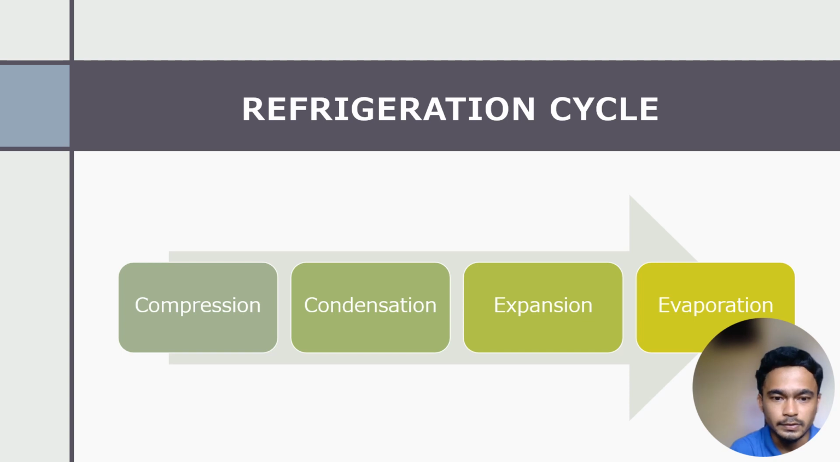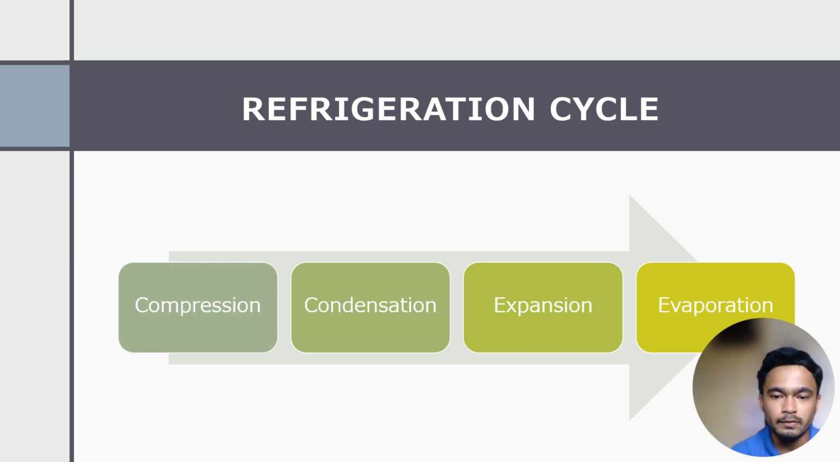So in the first stage of the cycle, which is the compression cycle, the process occurs in the compressor where the refrigerant is compressed and increases its pressure and temperature. After this process has completed, the refrigerant will then go into the condenser. In the condenser, the refrigerant will undergo a phase change from gas to liquid, and the process that occurs in this condenser is called condensation.